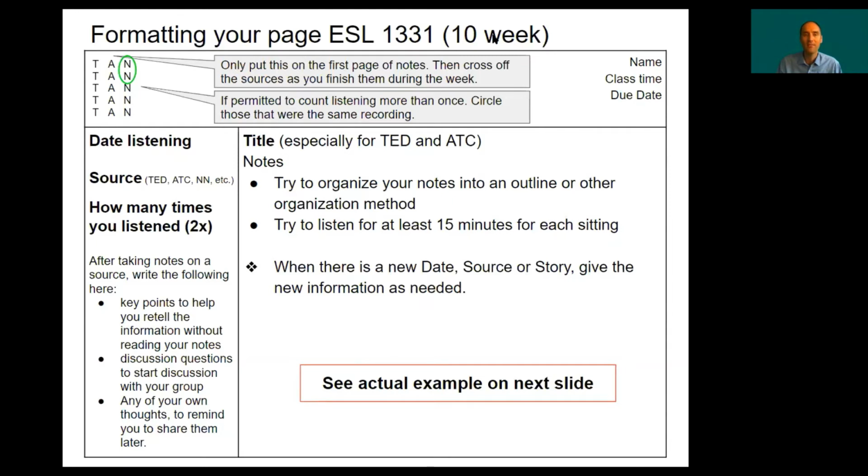Up in the upper left-hand corner, you're going to be writing, as I mentioned, 5 TED, 5 ATCs, and 5 News Now for the class that I'm using as my example. So I have T, that's 5 TEDs, A, 5 All Things Considered, and 5 News Nows. Now, you may have several pages of notes. You only need to put this on the very first page.